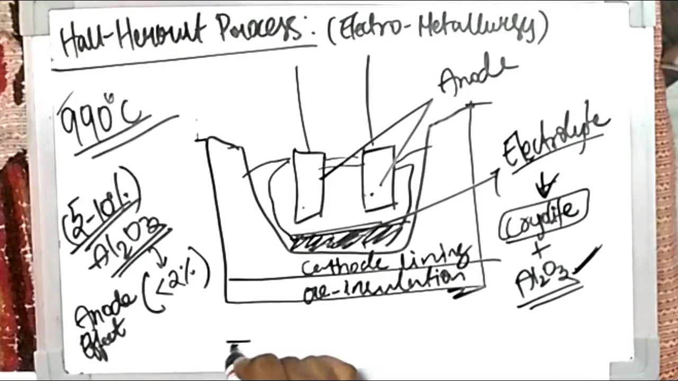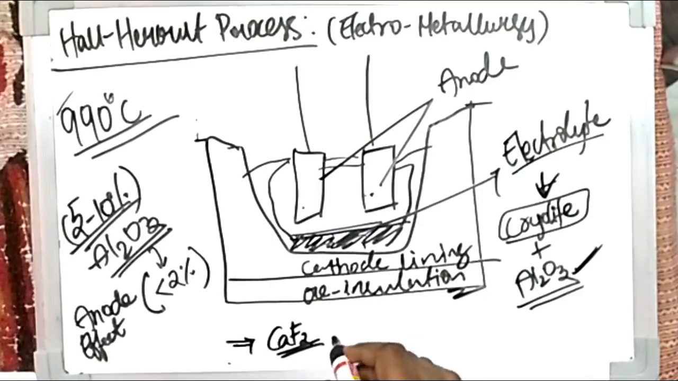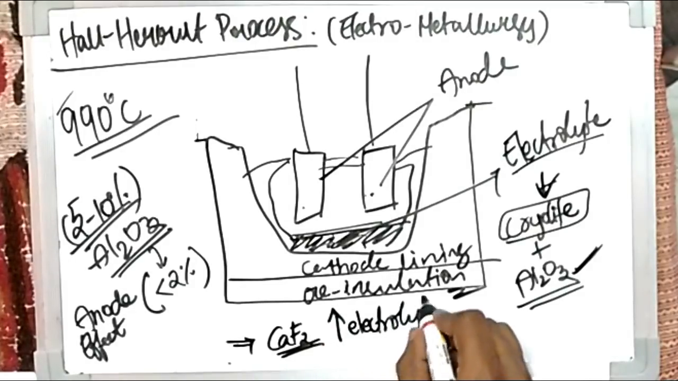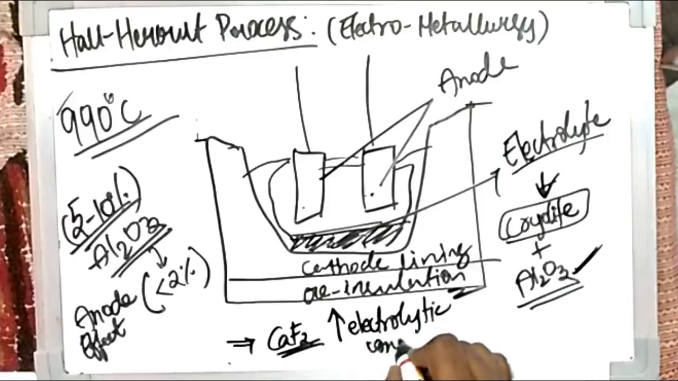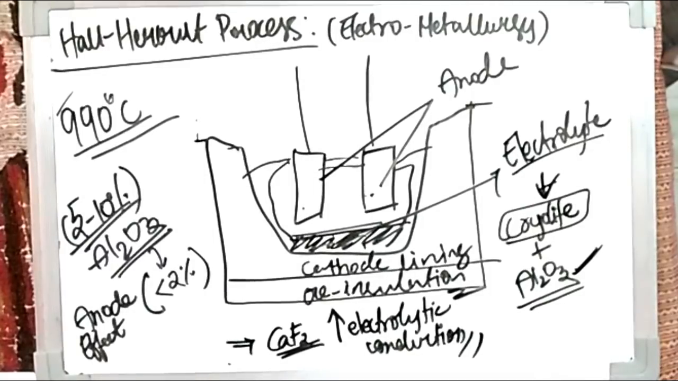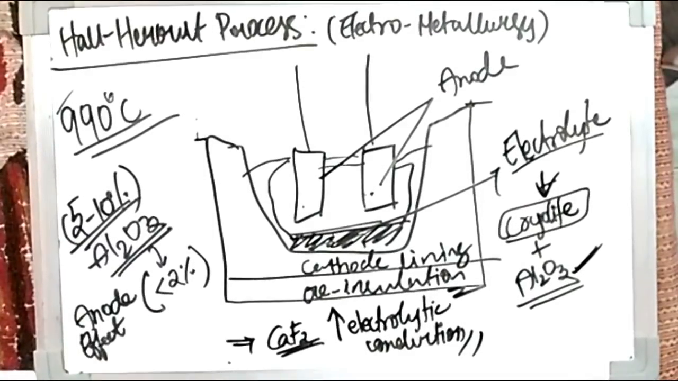And along with cryolite, there is another addition, like calcium fluoride. Why is it added? Because it increases the electrolytic conduction. Cryolite is added for decreasing the melting point. Similarly, CaF2 is added to increase the electrolytic conduction of the melt. So these are the two important additions that are done along with Al2O3.